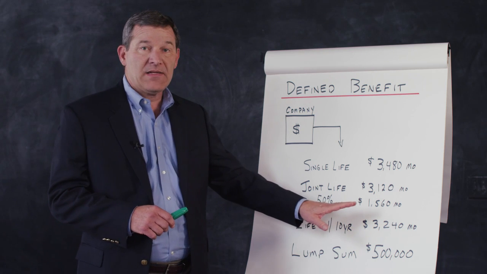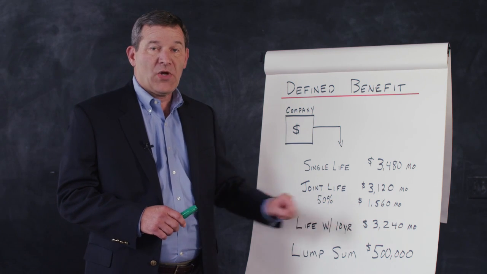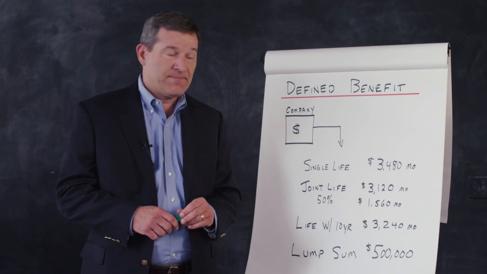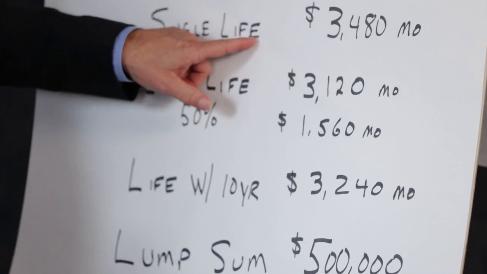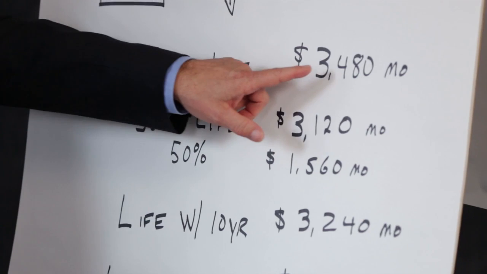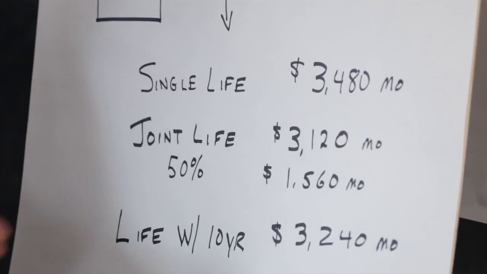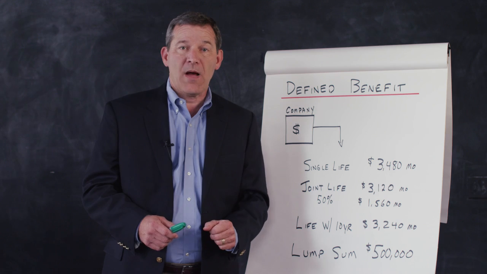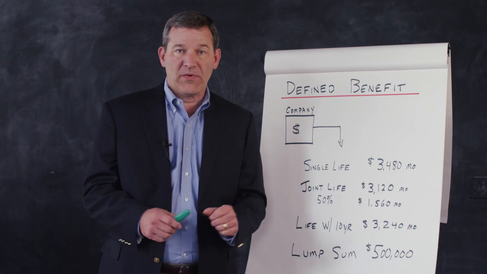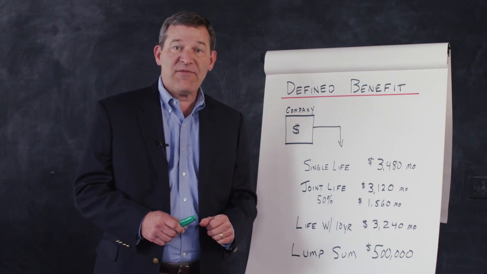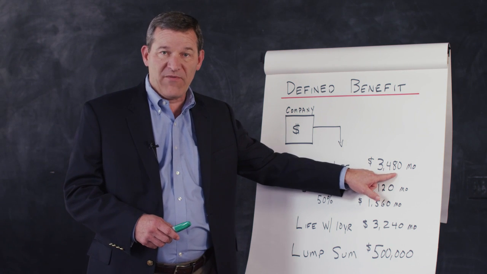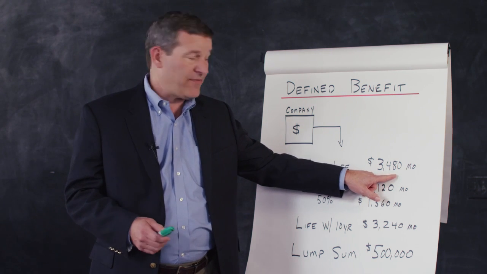With a defined benefit plan, when you die, the company keeps the rest of the money. So imagine you take the single life payment, you retire, you get $3,480 a month. If you die in 2 months, the company keeps all of the rest of the money. If, however, you live until you're 100, you get $3,480 for the rest of your life.